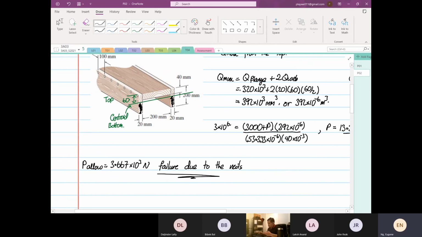It's failure analysis, in the sense that we know that failure will occur either at the joints, or if the joints are strong enough, it will fail at the centroid. But for our case, the joint fails first. That's why we pick 3.667 times 10 to the power 3.